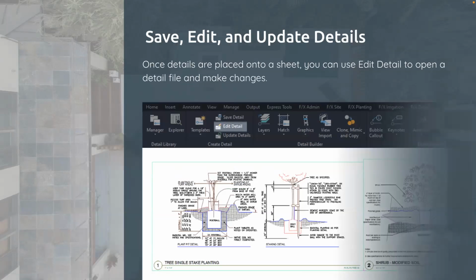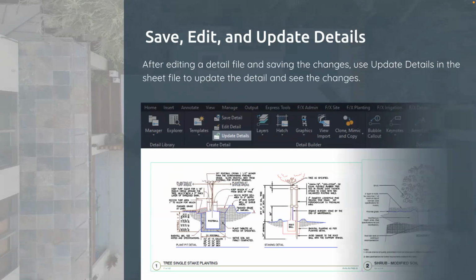And Edit Detail is just under the Save Detail button. Once details are placed onto a sheet, you can use this button to open up a detail file by simply clicking on it, and it'll open up the source file so that you can make changes to the detail. And after you've made some changes to the detail file, you can save it and then go back to your sheet file and click that Update Details button, and it'll refresh or update the definition of that detail on your sheet.